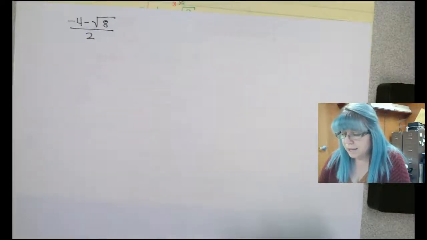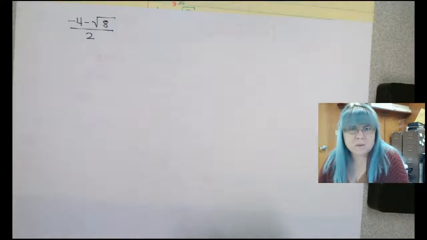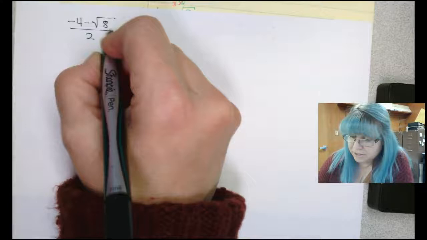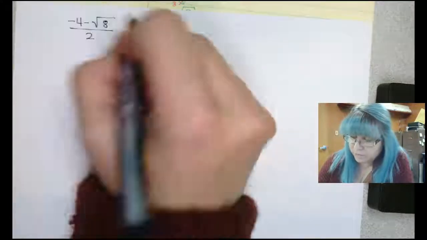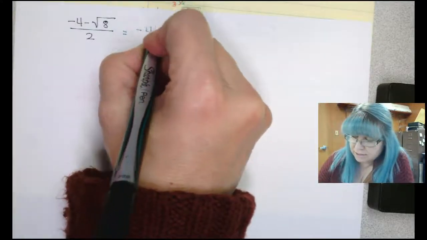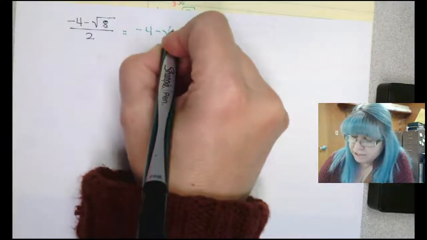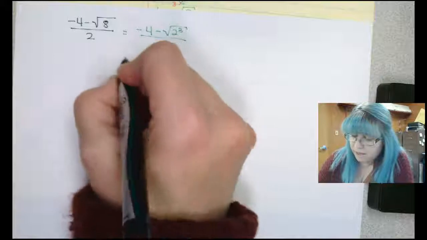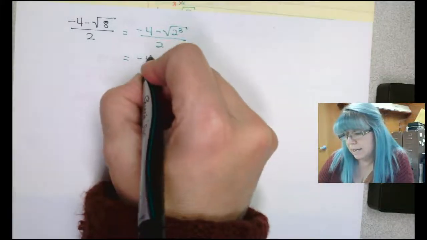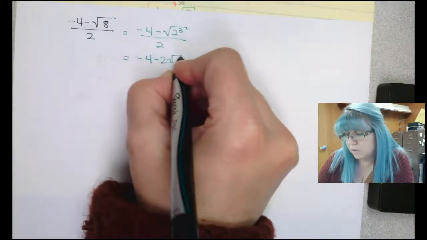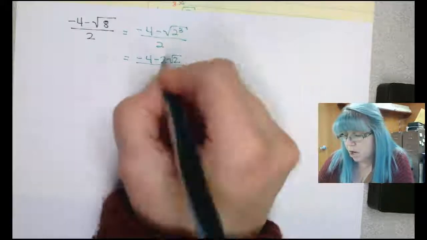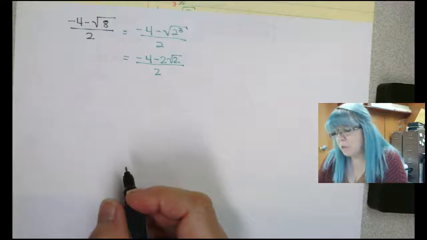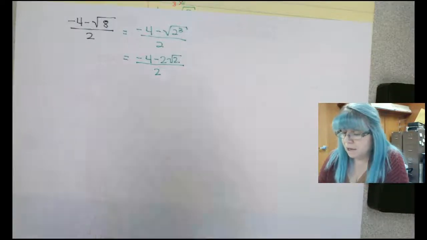Okay, let's try negative 4 minus the square root of 8 all over 2. First things first, simplify the square root of 8. Square root of 8 is 2 cubed, and therefore it can be rewritten as 2 square roots of 2. That one's pretty common. You'll get that one pretty quickly. You'll probably memorize it pretty quickly, right?